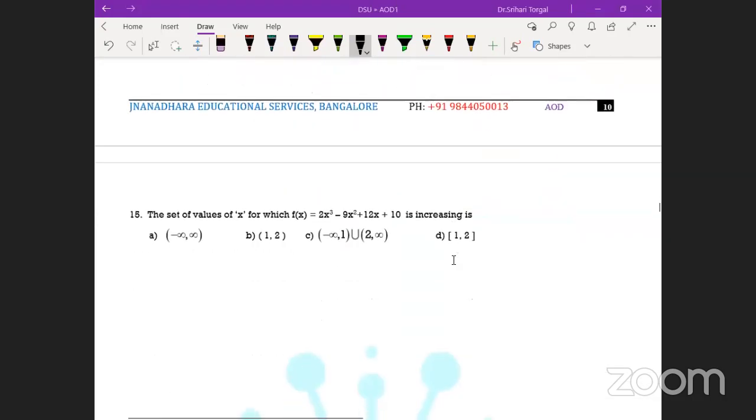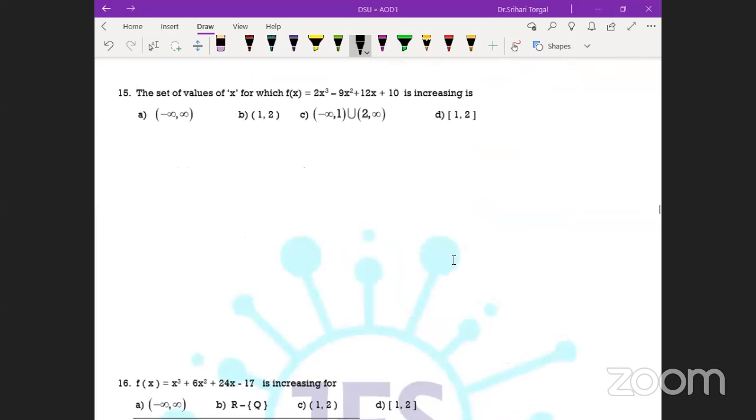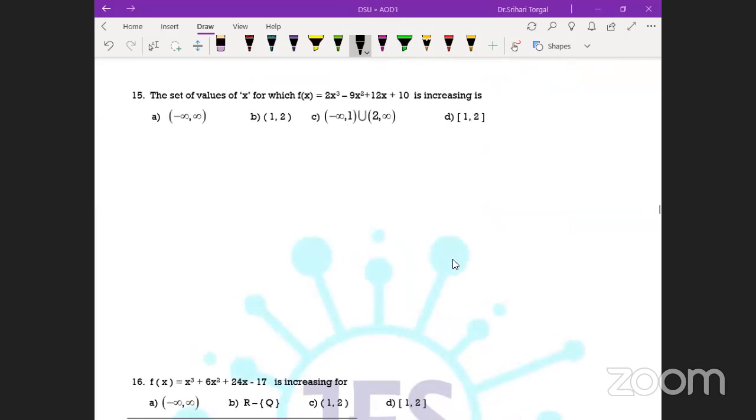x greater than e, it is increasing. The set of values of x for which 2x cube minus 9x square plus 12x plus 10 is increasing, okay, right.